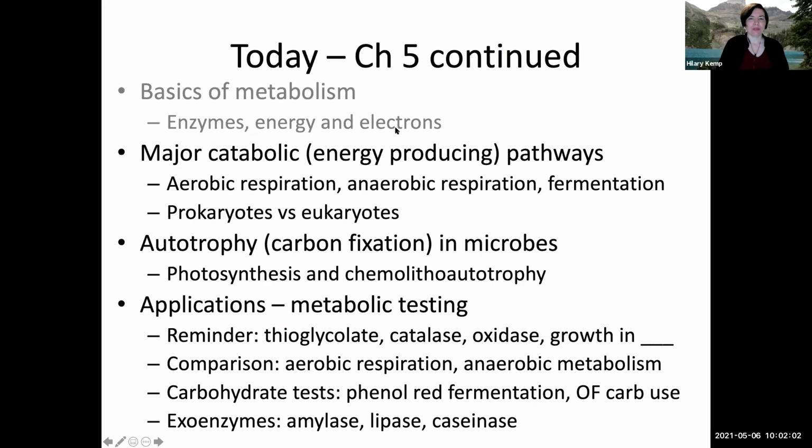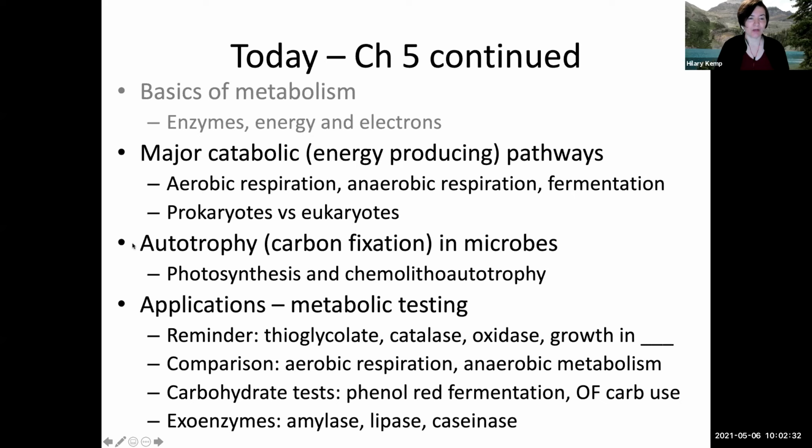So what we covered on Tuesday is just sort of this first line item. We looked at enzymes and different things that affect their function. We looked at different ways of getting energy and carbon. And we looked at the important role of and movement of electrons. So today we're going to focus on catabolism. So aerobic respiration, anaerobic respiration, fermentation. We're going to compare these processes in prokaryotes and eukaryotes.